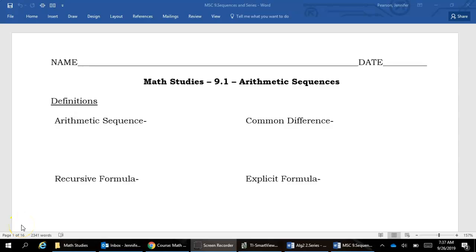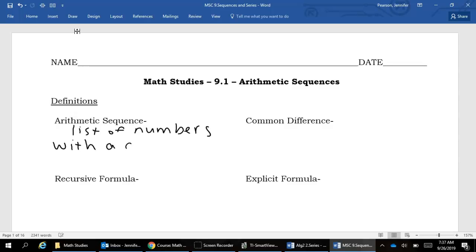This is Math Studies, Lesson 9.1, Arithmetic Sequences. An arithmetic sequence is a list of numbers with a common difference. And what that means is we're basically adding or subtracting the same number over and over and over again to generate a list of numbers.